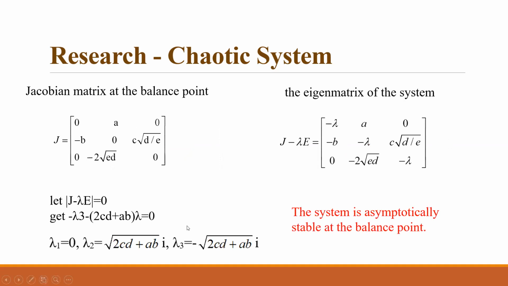And then we can get the Jacobian matrix at the balance point as the formula on the left below. After that, we will get the characteristic matrix of the system as another formula. Let the system characteristic matrix equal 0. Finally, we can get the eigenvalues as follows. All eigenvalues have non-positive real parts. According to the Lyapunov stability method, the system is asymptotically stable at the balance point.